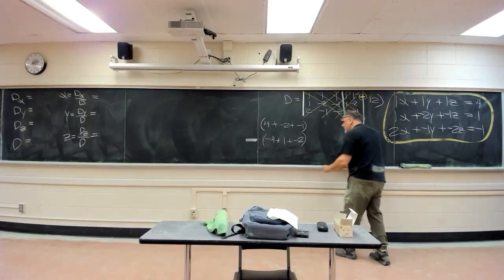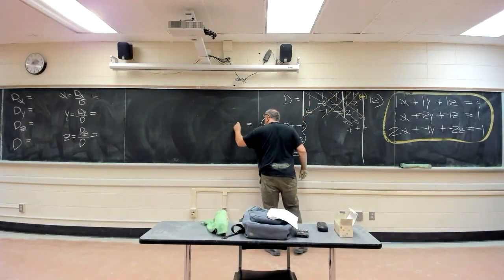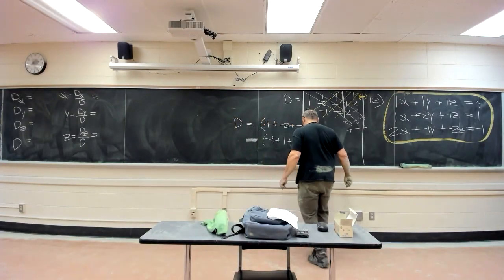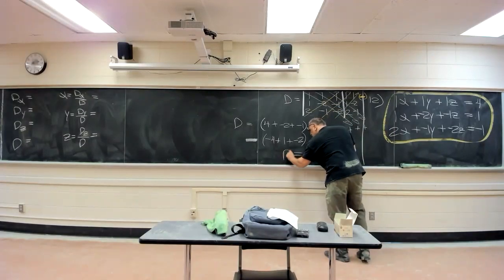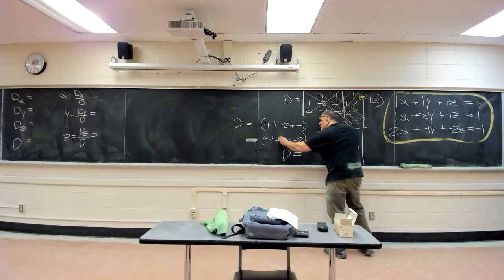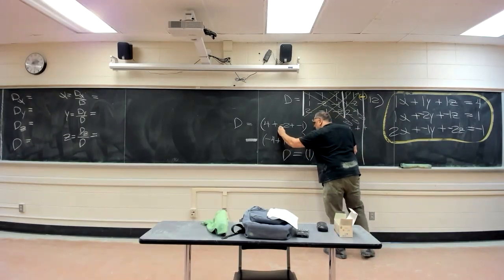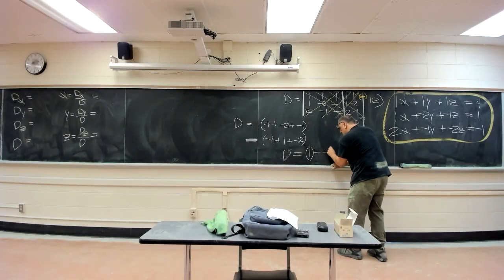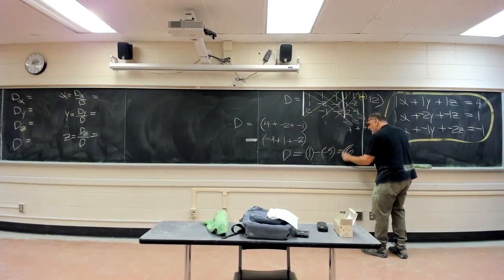All right, what's going on? That's what D is going to be. So let's take a look at it. This, and this is 1. Minus. Add these together, you get negative 5. 1 minus a negative 5 is 6.